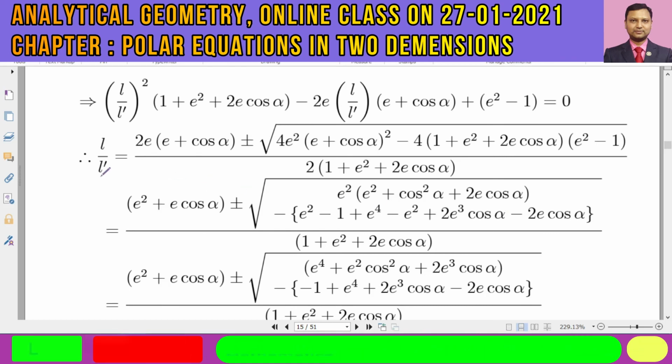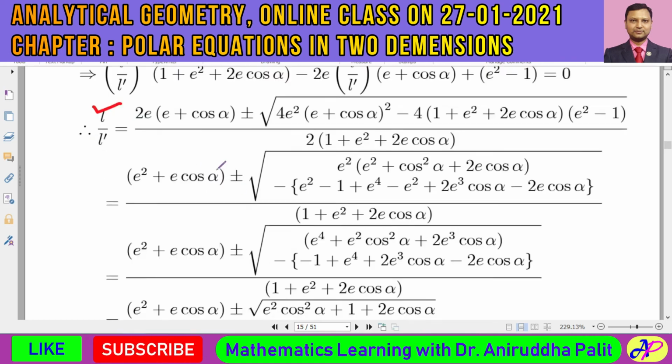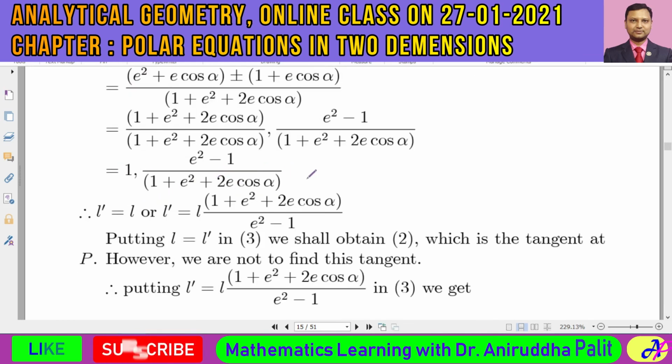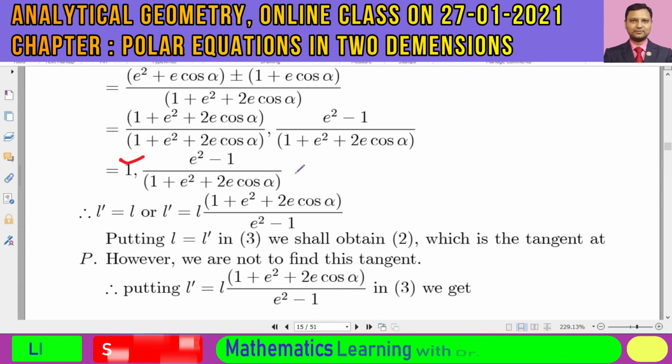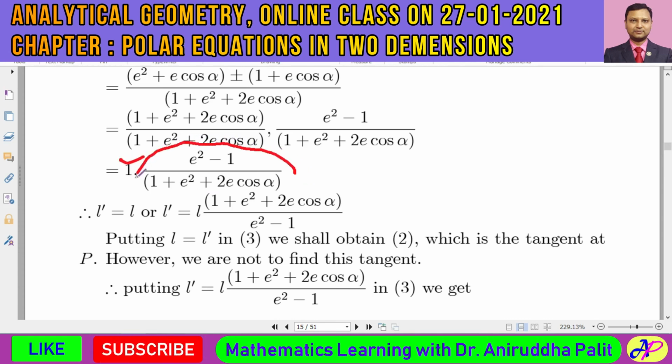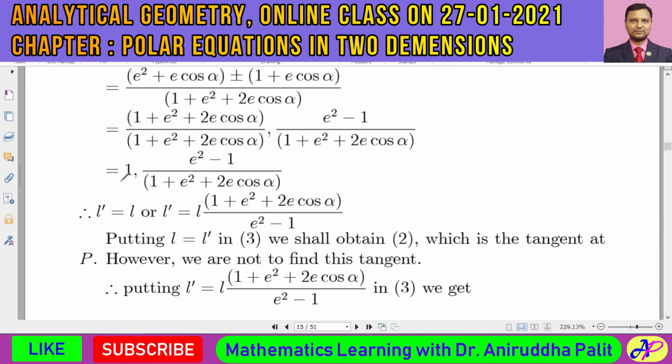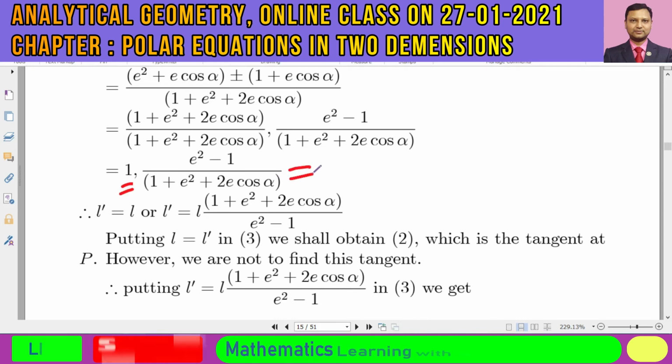Anyway, over here we can compute L by L prime, and after the simplification we find that we get two different values of L by L prime. One is the value 1, and another is this kind of value.